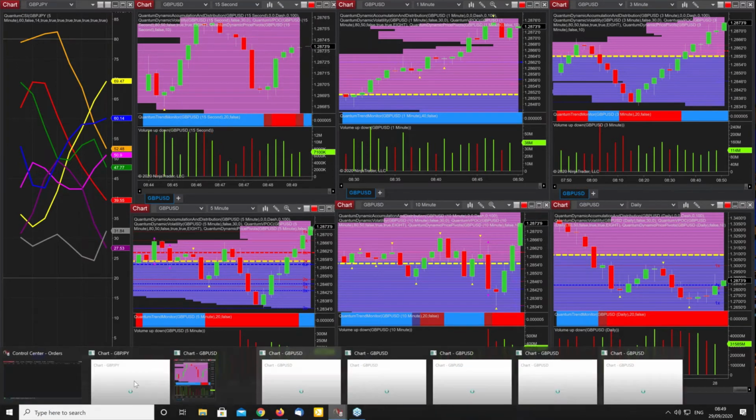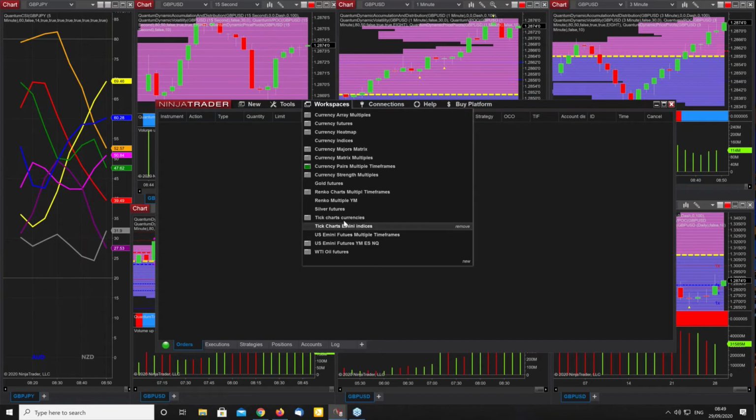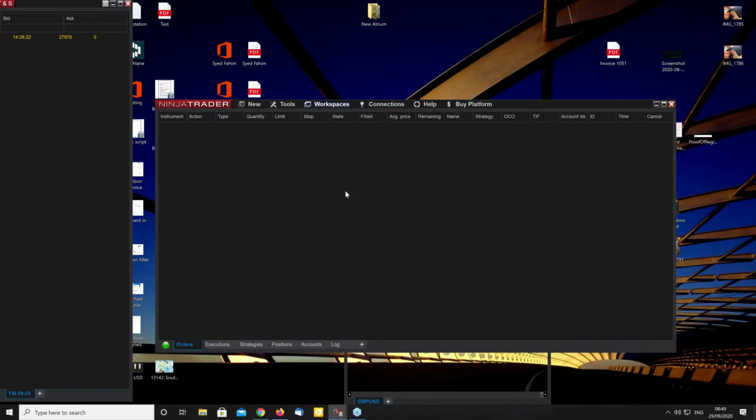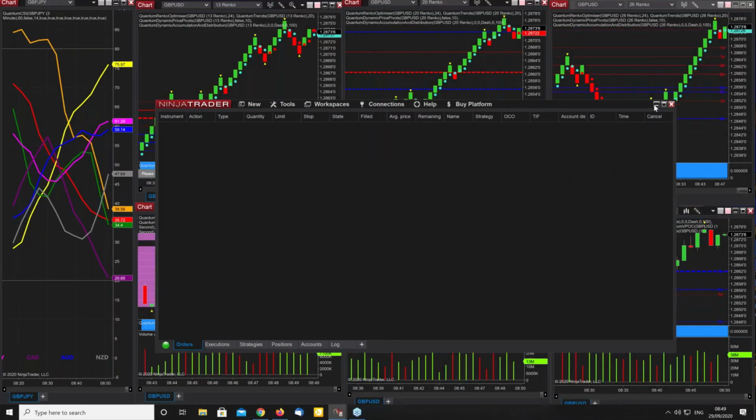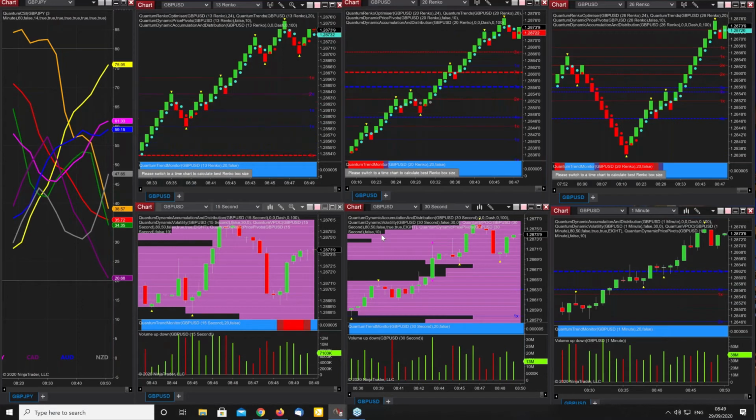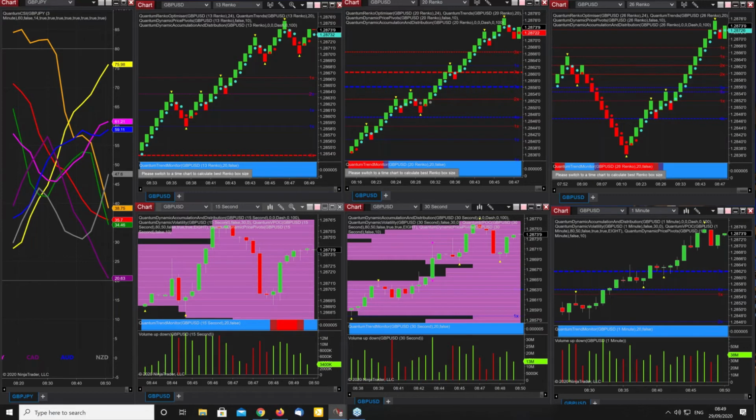Okay, let's just have a quick look at the Renkos in multiple time frames, which we haven't done for a little while. There we go. Onto the Renko. This is the Renko optimizer on NinjaTrader, and what this does is deliver the optimal setting for you on a Renko. And a Renko chart, remember, is independent of time. There's no time element involved here.